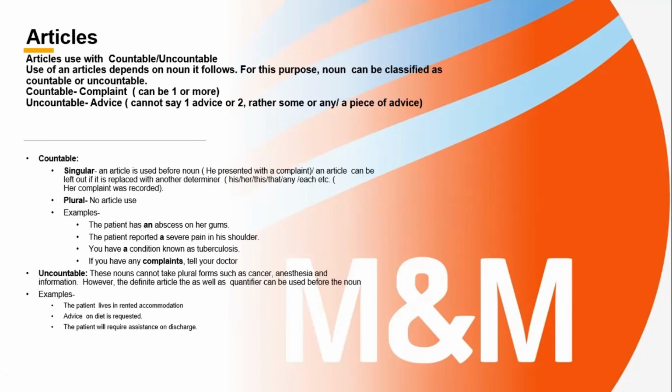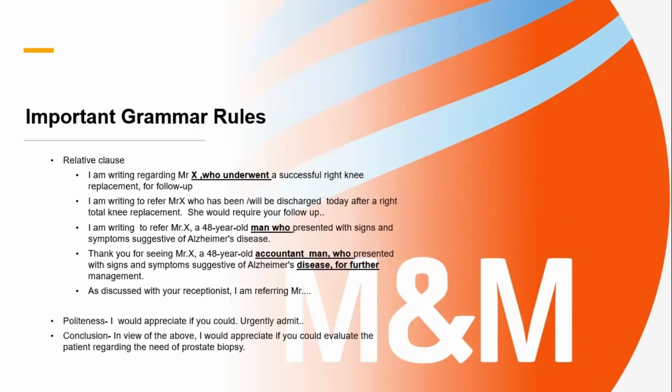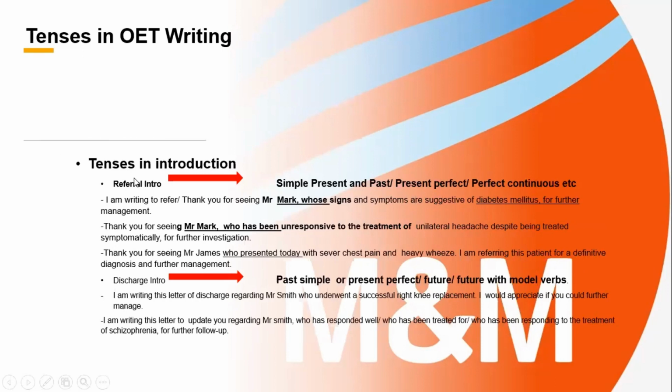Now, somebody has asked me a question that I should repeat with reference to the time frame. So let's have a quick review of that. Let's say in the introduction, we can use the simple present or present perfect tense, or maybe present perfect continuous tense as well. Sorry, present perfect continuous. These are a few examples.